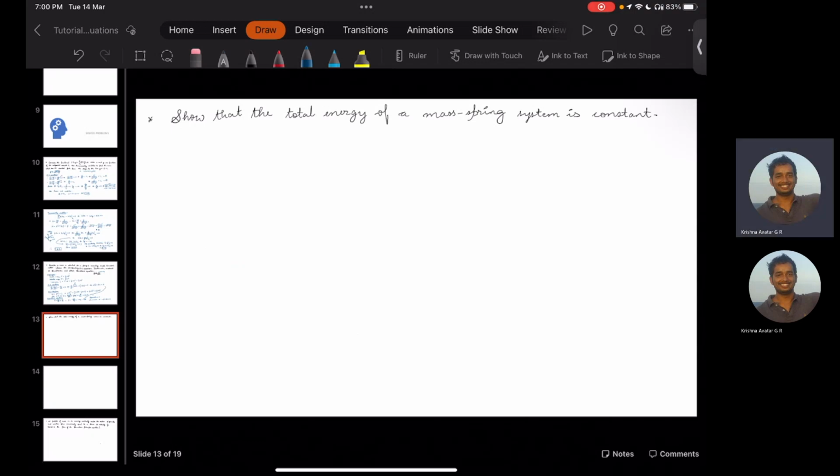Now this third problem asks us to show that the total energy of a mass spring system is constant. But let me add something more here. We know this fact very well, but this is just to show that it's constant using HJ equations, or Hamilton-Jacobi equations.